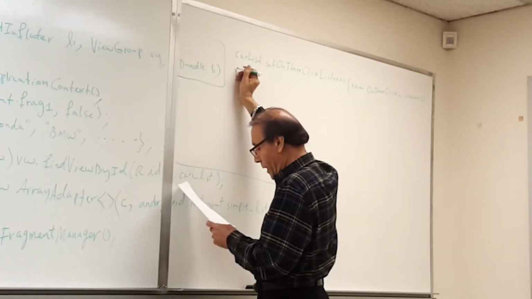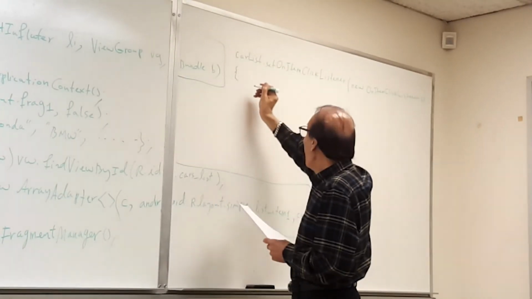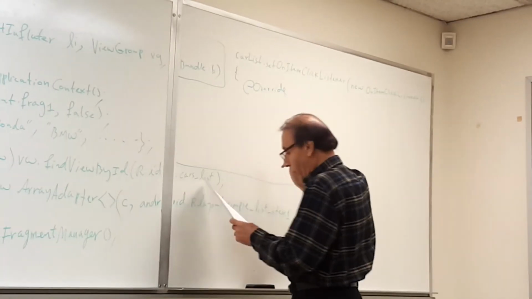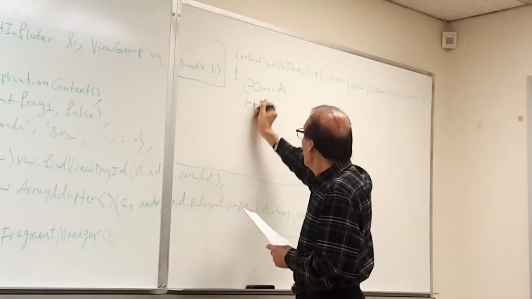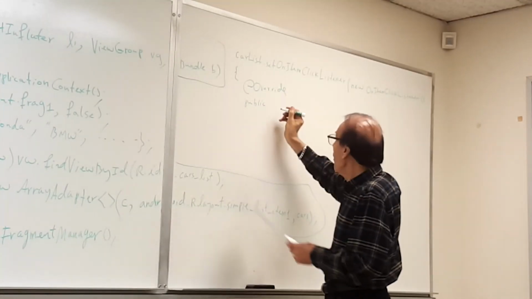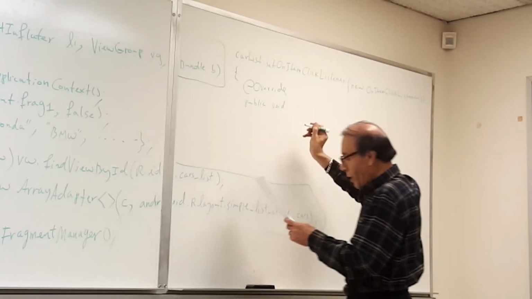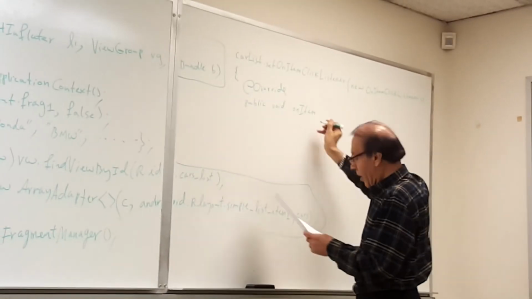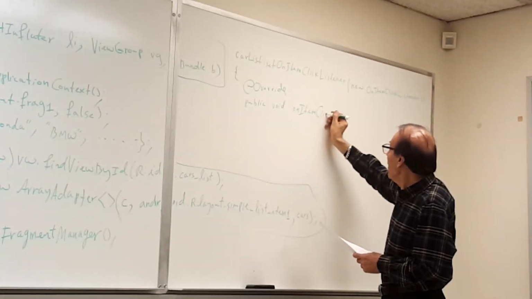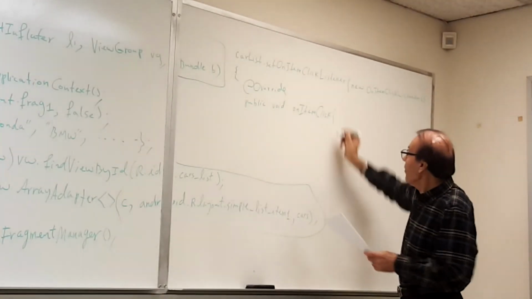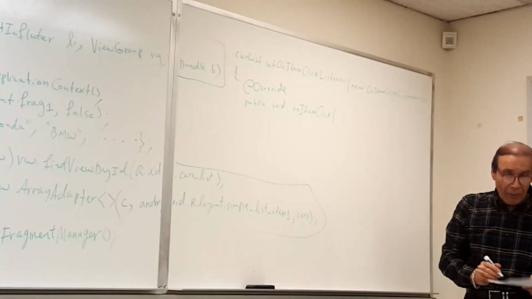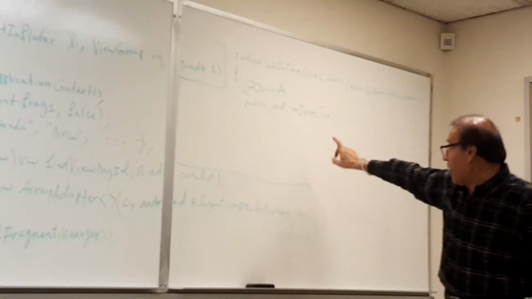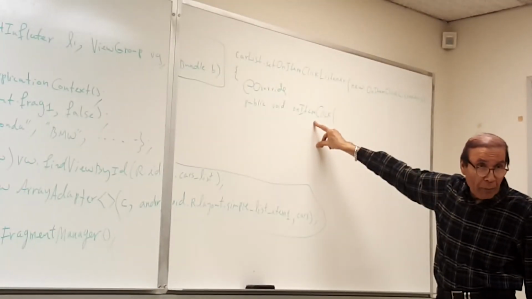I'm going to put the brace here. @Override public void onItemClick is the name of the method. So whenever you click on any item in your list view, this method will be fired up, will be invoked.